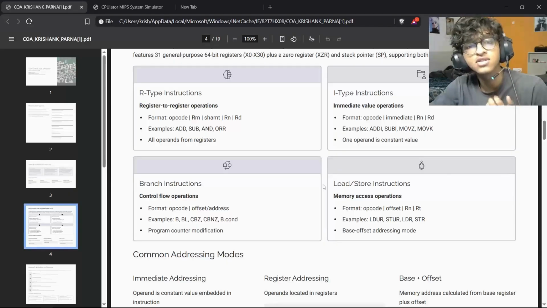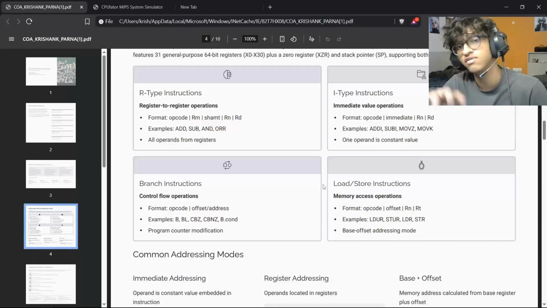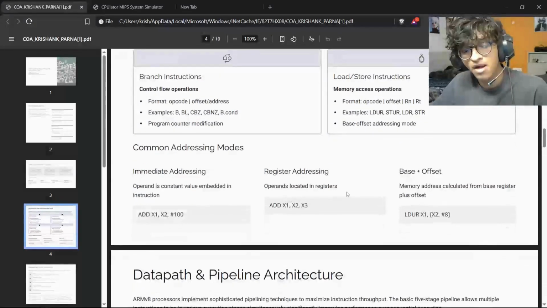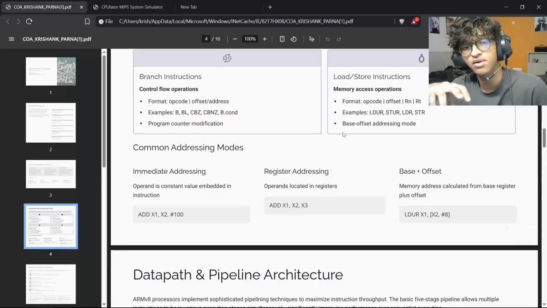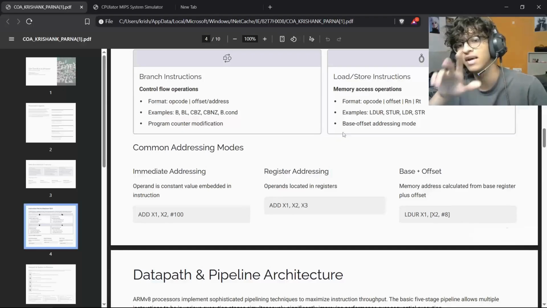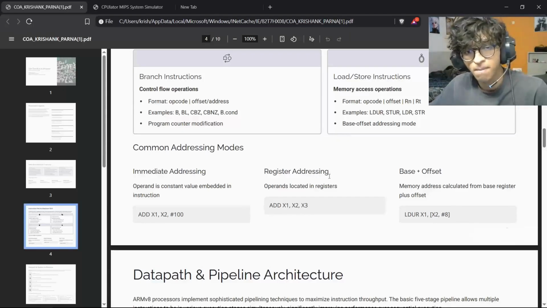The R-type instructions are register to register operations. The format is opcode, Rn, shift, Rm, and Rd. The I-type instructions are immediate value operations. The branch instructions are control flow operations, and the load and store instructions are memory access operations. Also, the common addressing modes are immediate addressing, register addressing, and base plus offset. In immediate addressing, the operand is a constant value embedded in the instruction. In register addressing, operands are located in registers. In base plus offset, the memory address is calculated from a base register plus an offset.